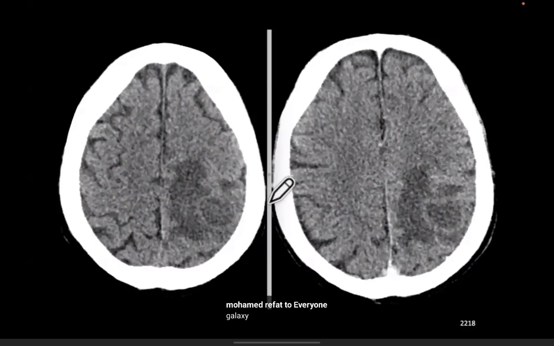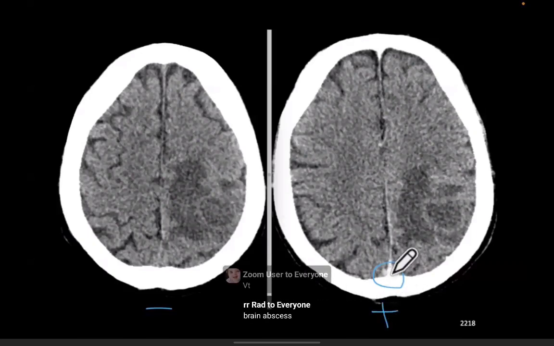Okay, this patient has had contrast, no contrast. You know it's got contrast in because of the superior occipital sinus. There's some rim enhancement, but it's not that convincing, really.